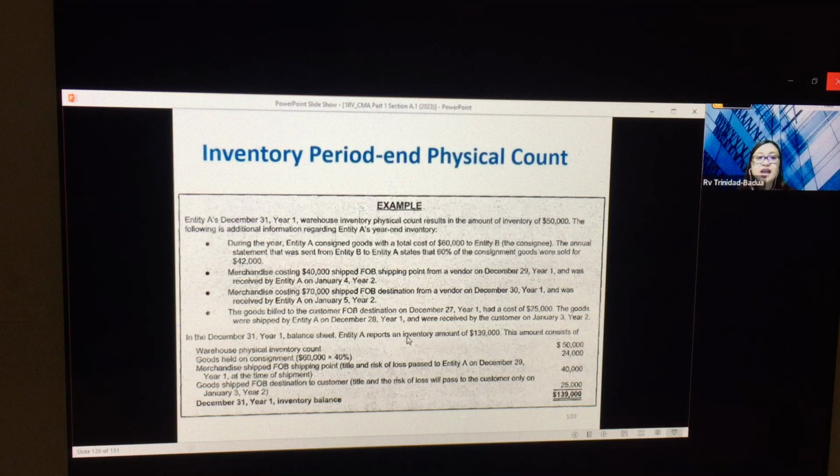Example. So you have NTTA's December 31 year 1 warehouse inventory physical count results in the amount of inventory of $50,000. So you have the following information regarding year-end inventory. So you have NTTA consigned goods with a total cost of $60,000 to Entity B. The annual statement that was sent from Entity B states that 60% of the consignment goods were sold for $42,000. 60%.